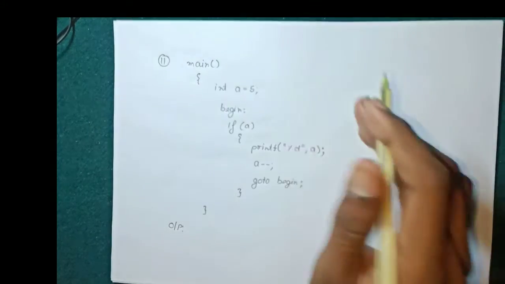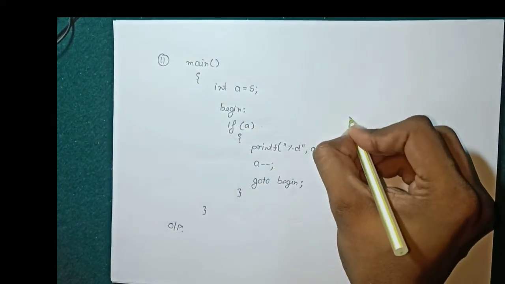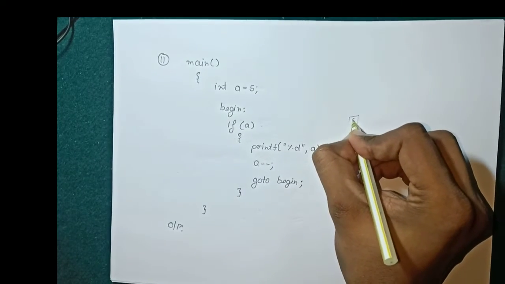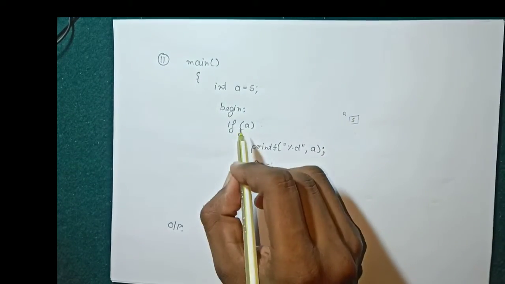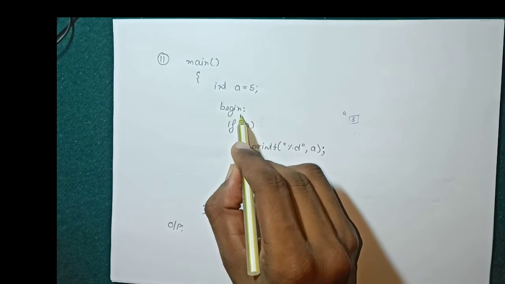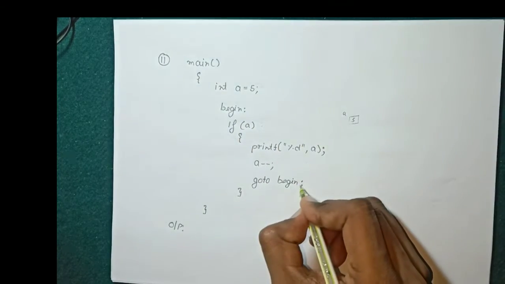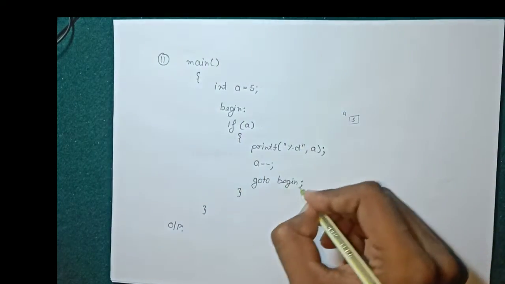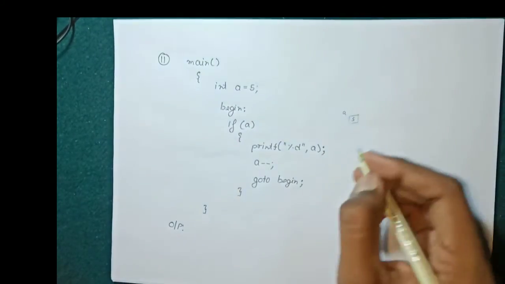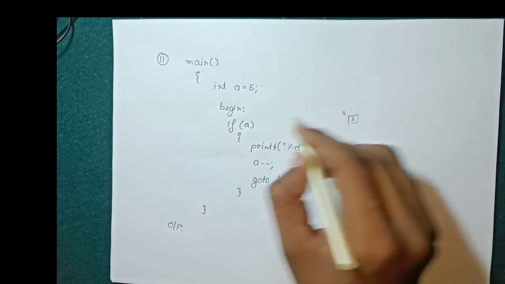As we can see, we have a variable named a whose initial value is 5. Then we have a label. We use labels with the goto statement to control the transfer of the program. Then we have a label named begin.